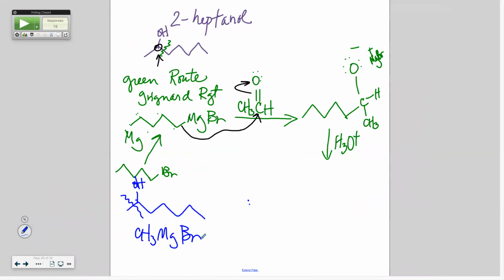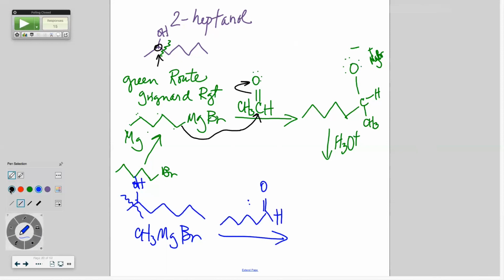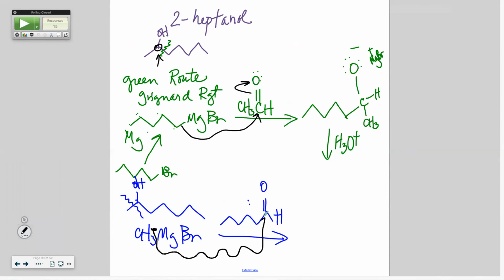Okay, and what would be your carbonyl compound? What's going to be over here? How many carbons? 6. Okay, 1, 2, 3, 4, 5, 6. And notice it's still an aldehyde. Okay, so where is your nucleophile in your Grignard? It's the carbon that's attached to the magnesium, and it's going to go to the carbon of the carbonyl.